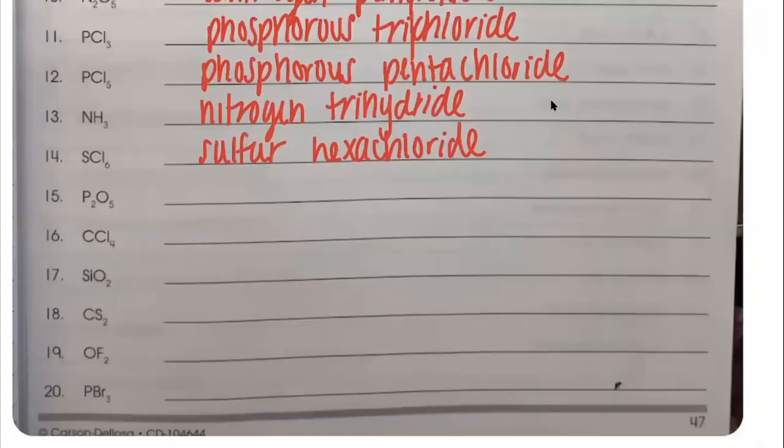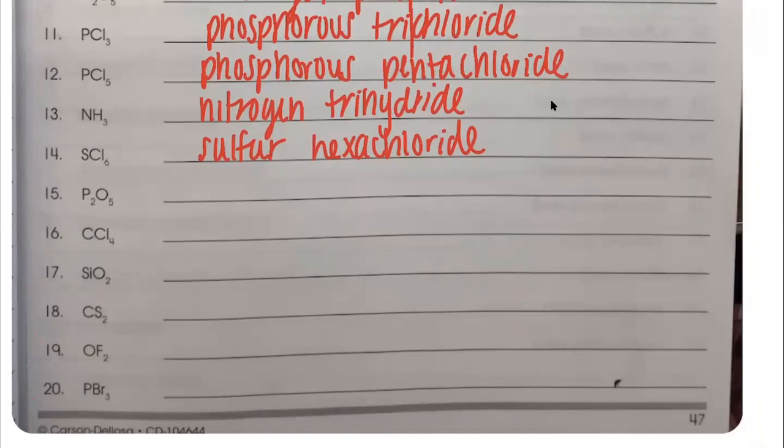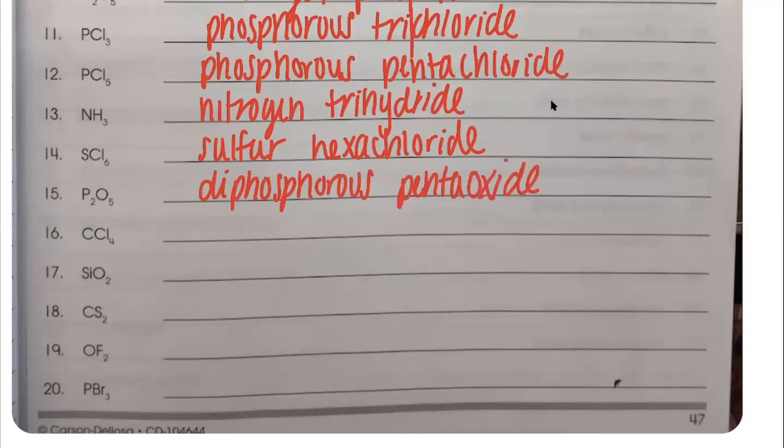Do 2 more here. What's P2O5? So diphosphorus pentaoxide. Yep. Good. All right. Last one. What's CCl4? Capital C by itself is carbon, and then capital C lowercase l is chloride. All right, so carbon tetrachloride. Correct.